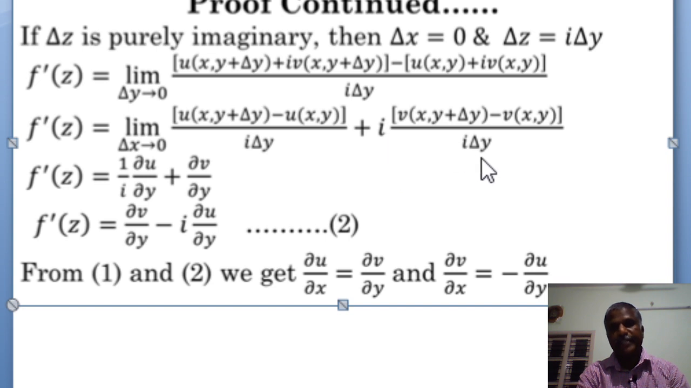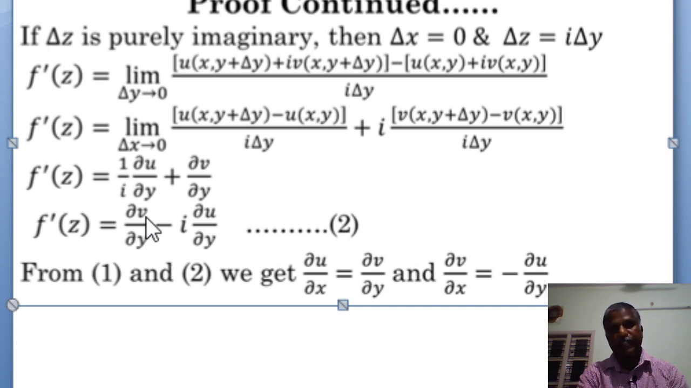Here i cancels. Next we write this 1/i as minus i, if we multiply both numerator and denominator by i. So i squared becomes minus 1, so it is minus i. So we write f'(z) is equal to ∂v/∂y minus i ∂u/∂y. So comparing equations 1 and 2, in the first equation we have f'(z) is ∂u/∂x plus i ∂v/∂x.